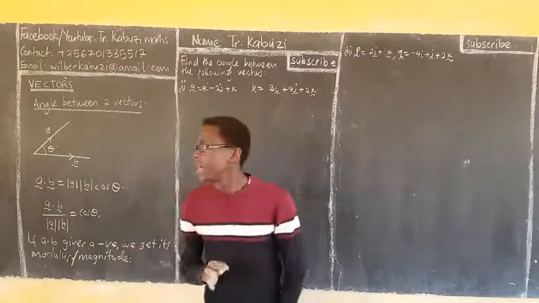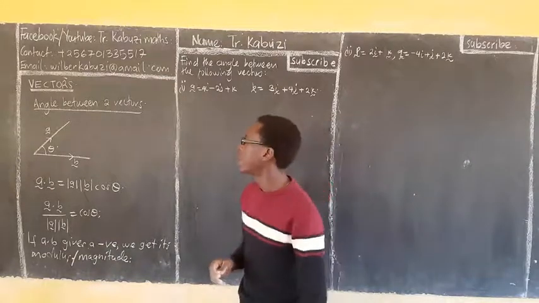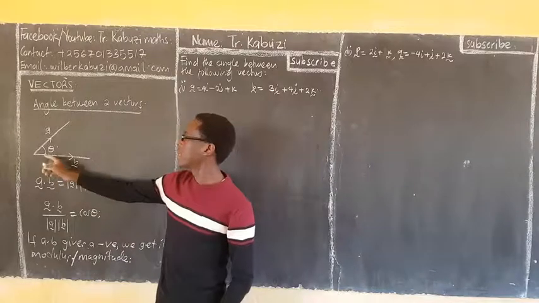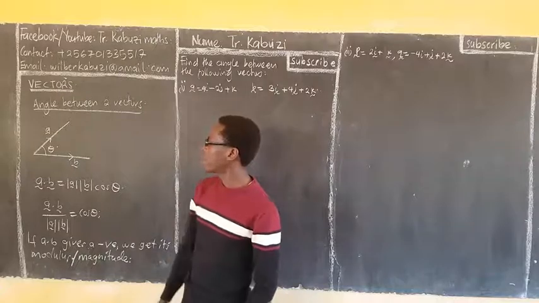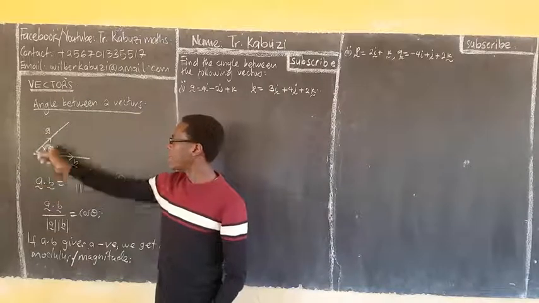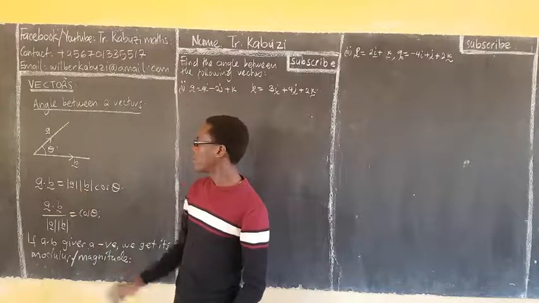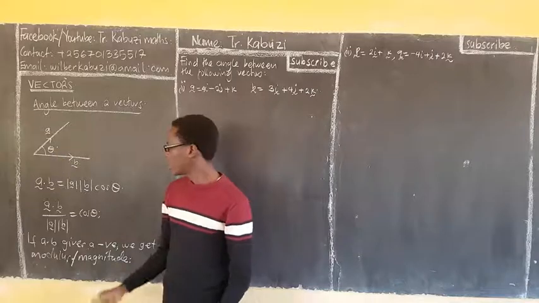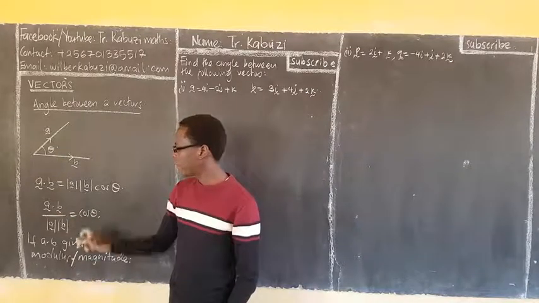Okay, members, in this lesson we are going to see how you get the angle between two vectors. If you have vector A and vector B, with theta as the angle between them, then A dot B is always equal to the magnitude of A times the magnitude of B times cos of the angle between them. If you divide by the magnitudes, you have your cos theta.